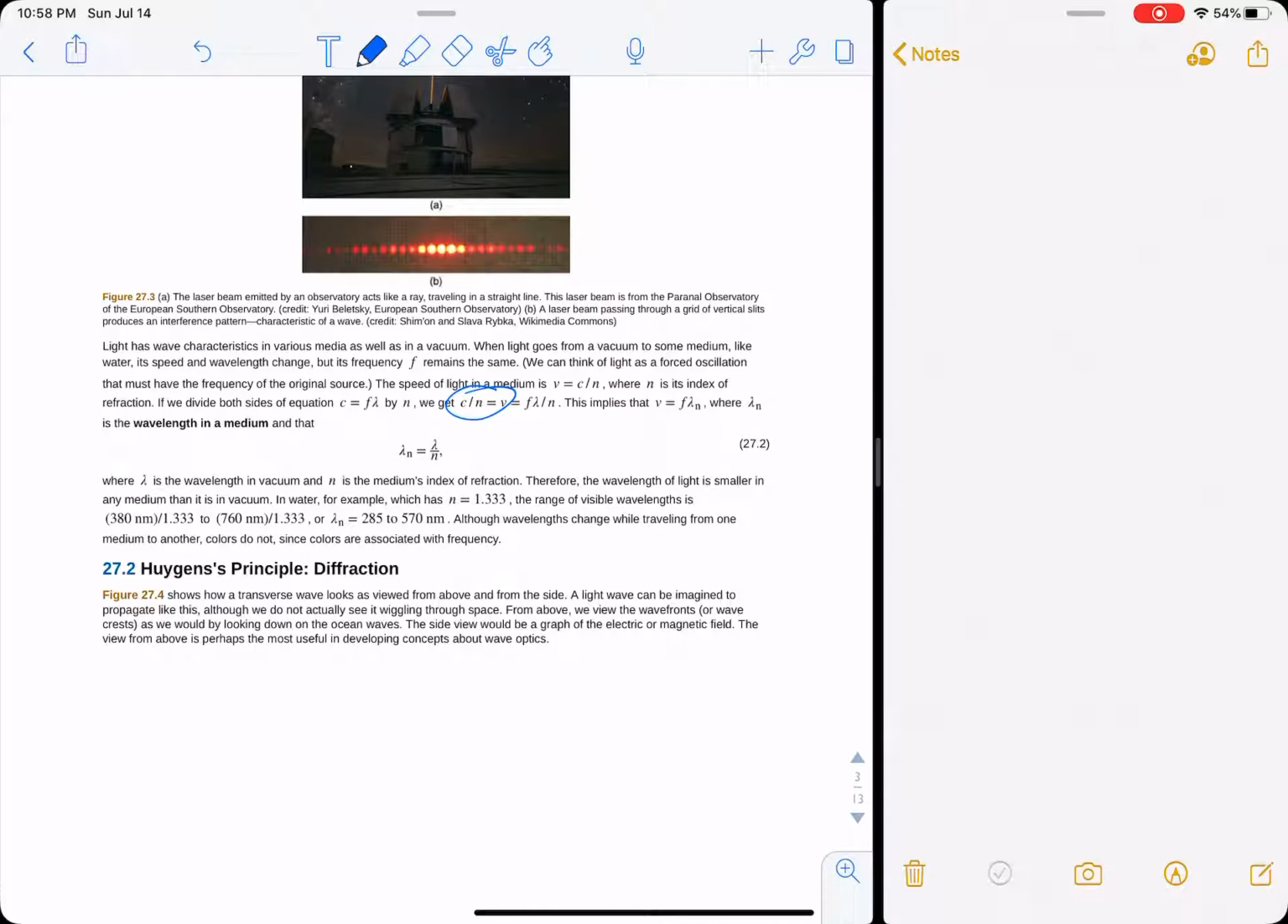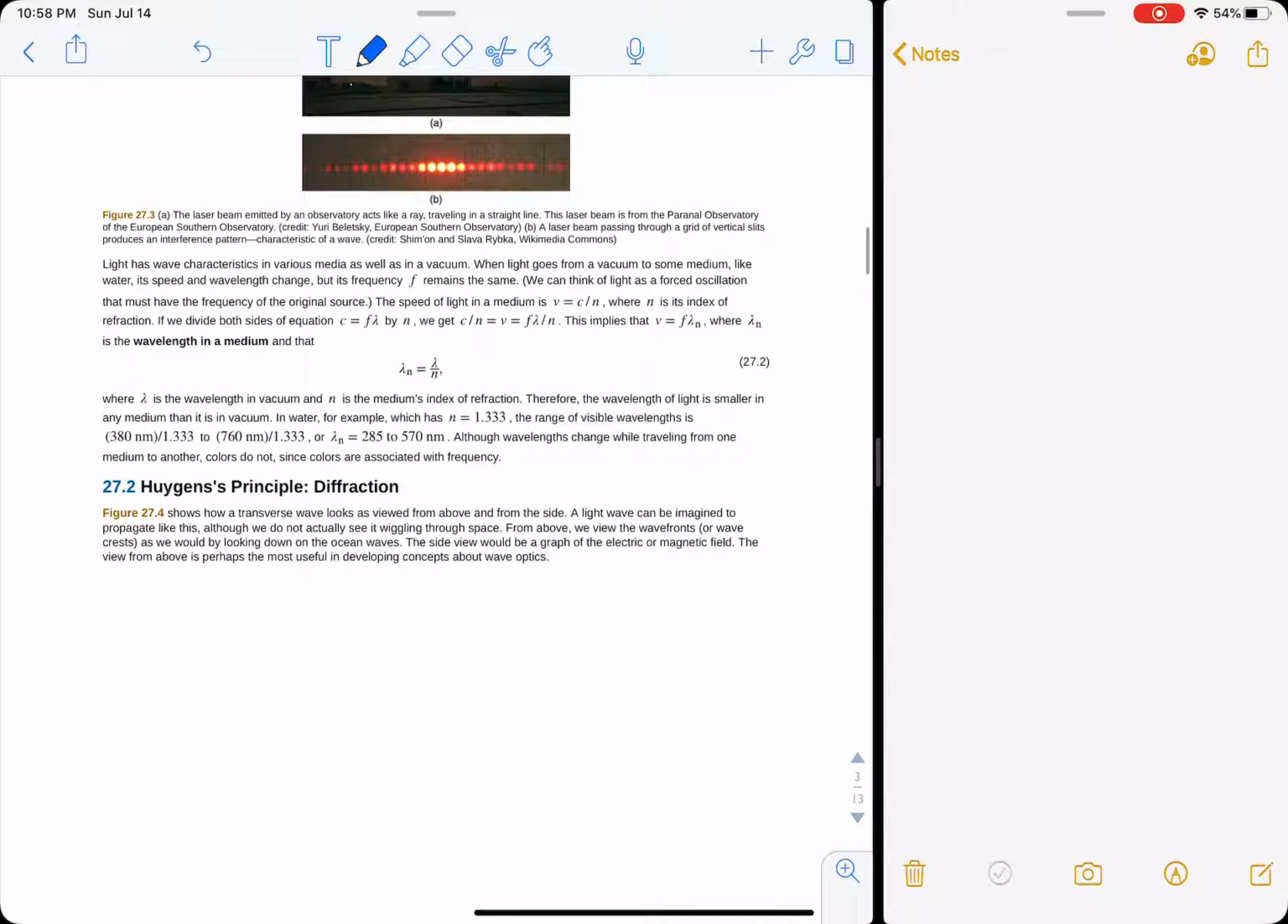Okay, in a medium, remember that the speed of light is related to the medium by the index of refraction, so it slows down in a medium. So the wavelength also changes inside of a medium, and it changes just like the speed of light, c over n. In this case, it's lambda over n. That just gives you the wavelength inside of a medium of whatever index of refraction.